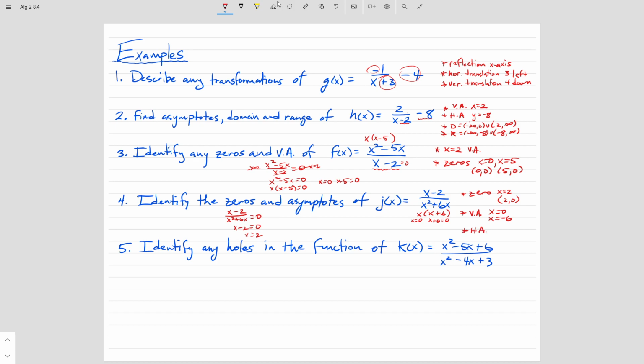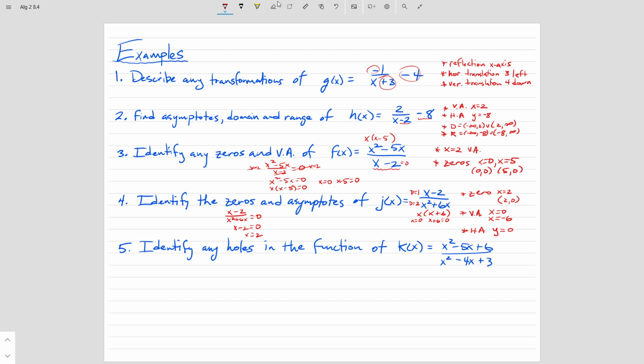Okay, so horizontal asymptotes, I need to look at the degree. The degree of the top is 1. The degree of the bottom is 2 because of the squared. Well, degree of the bottom is larger, so my horizontal asymptote is automatically y equals 0. Nice. Well, a lot of info up here so far.